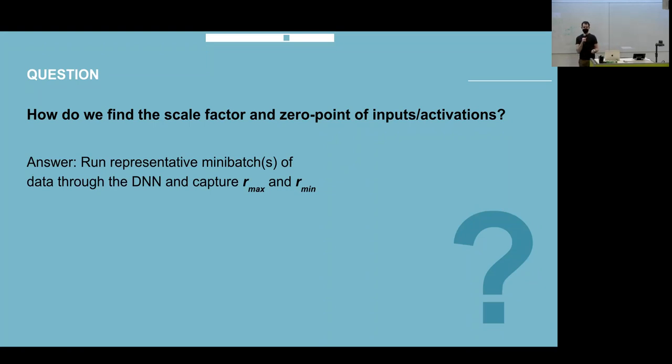It doesn't have to be the training set. Usually, actually, we do it on a validation set that wasn't used for training. But we just take a representative mini batch. We run it through the network. We store all of the intermediate activations. We compute R max and R min, compute the scale factor, we compute the zero point. And so we do it experimentally based on that single mini batch and hope that it extrapolates well to other inputs that we see when this application is running.